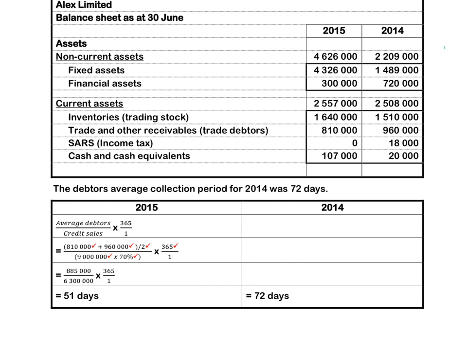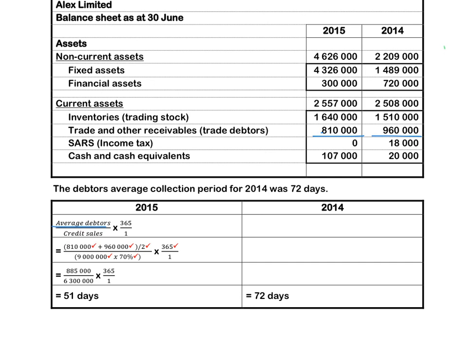To do this calculation, we need the average debtors. That means the amount of debtors at the beginning of the year plus the debtors at the end of the year divided by 2. So we will take the 810,000 at the end of the year plus the 960,000 at the beginning of the year divided by 2 to work out what is your average debtors for the year.